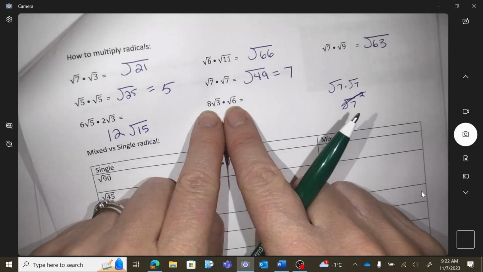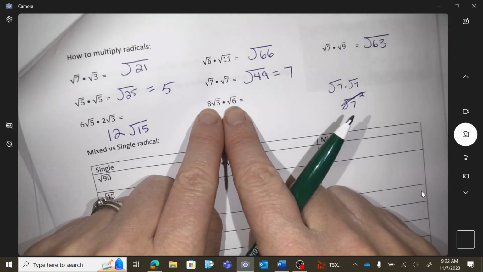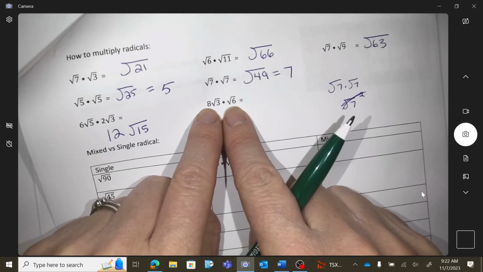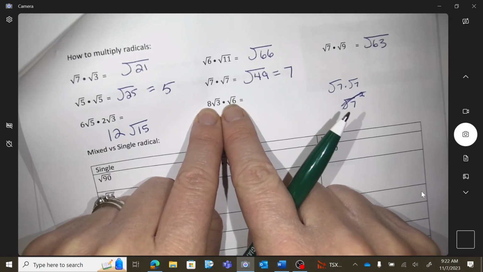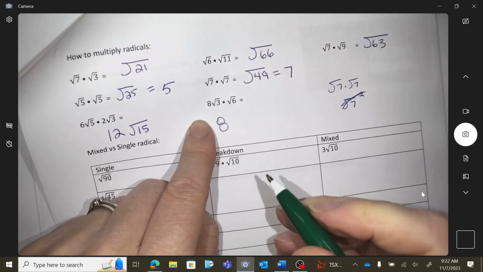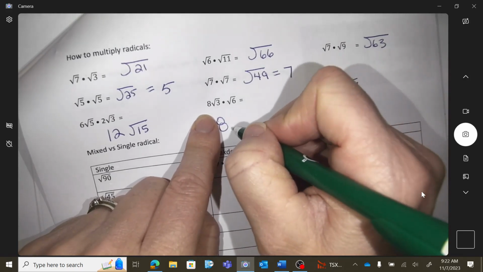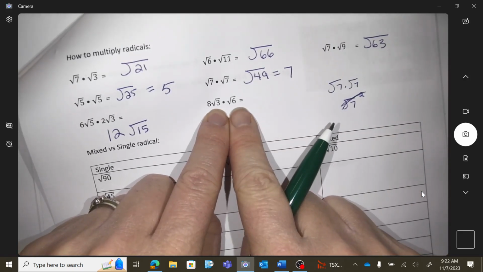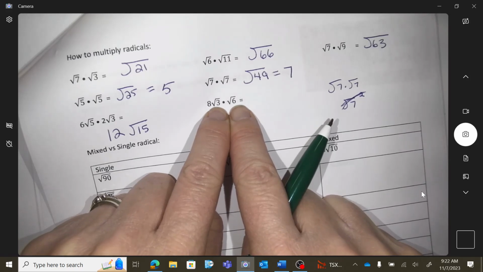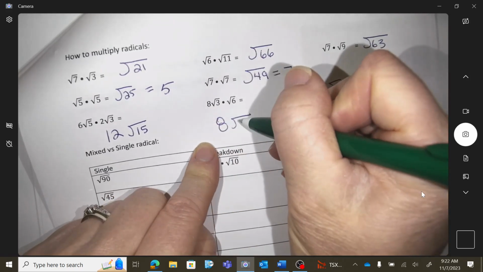Okay, so again, coefficients can only be the coefficients. So there's a coefficient of 8 here, and then that's all I consider. So 8, root, and what's the root? 18.